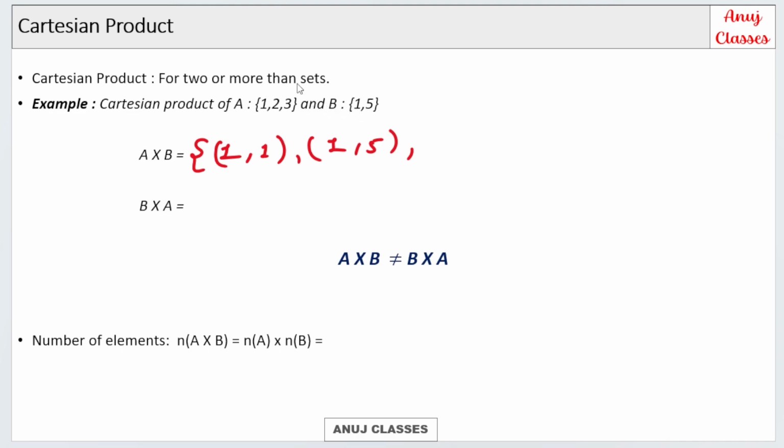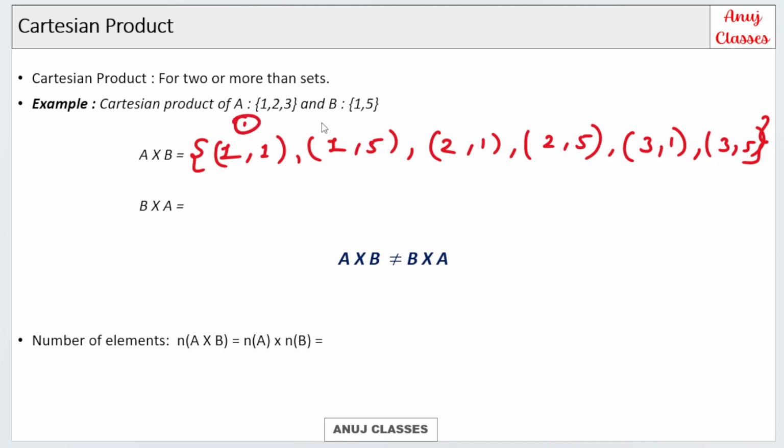Now after writing this, we will move on to the second element of A, which is 2, and again we will repeat 1 and 5. Then again we will write with 3, 1 and 5. So this will be our solution, and we can see that there are a total of 6 elements: 1, 2, 3, 4 and finally 6.